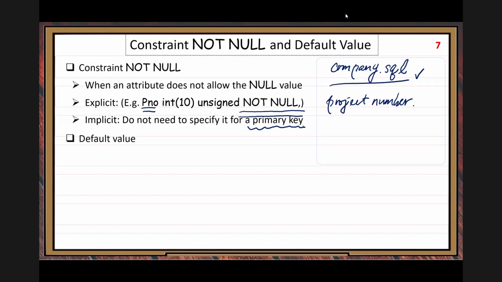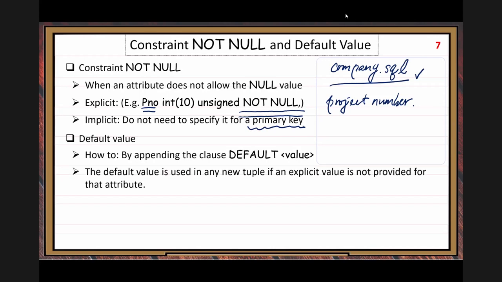Then, default value. Where the value of that field is not provided, the default value is used for the input. How do you declare a default value? By appending the clause DEFAULT, and after that you enter the default value. The default value is used in any new tuple if an explicit value is not provided for that attribute. This is used in the insert statement, when you apply an insert statement to enter the data.